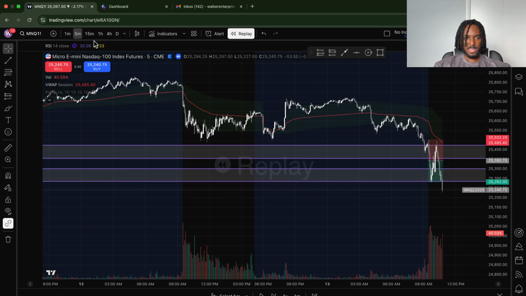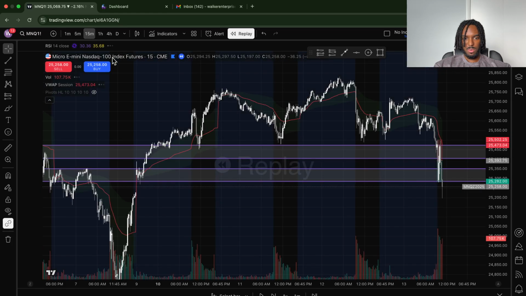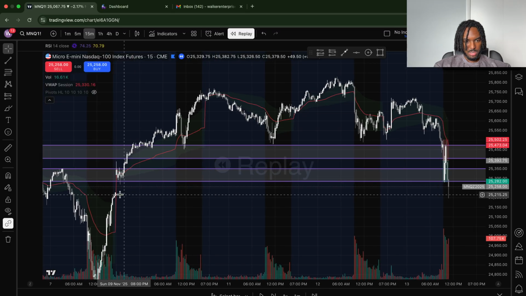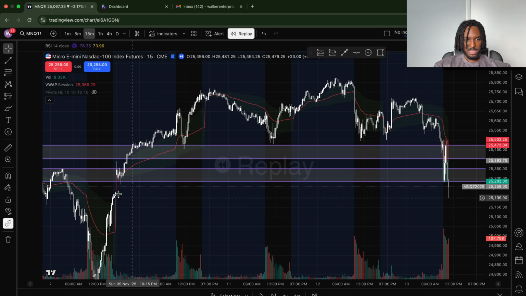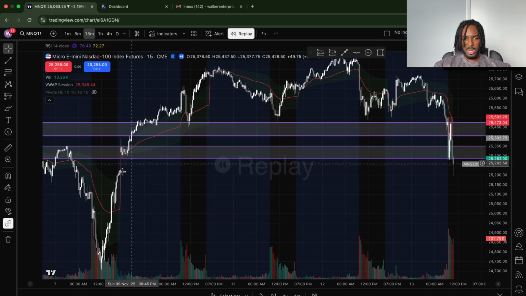So I wouldn't be opposed to taking a trade down to, well, this is a key level here. This is Friday's close, so that's the reason why we're bouncing off of that. We're bouncing off of Friday's close at 4 p.m. But if we're able to break below that, I would put my stop loss above this level.